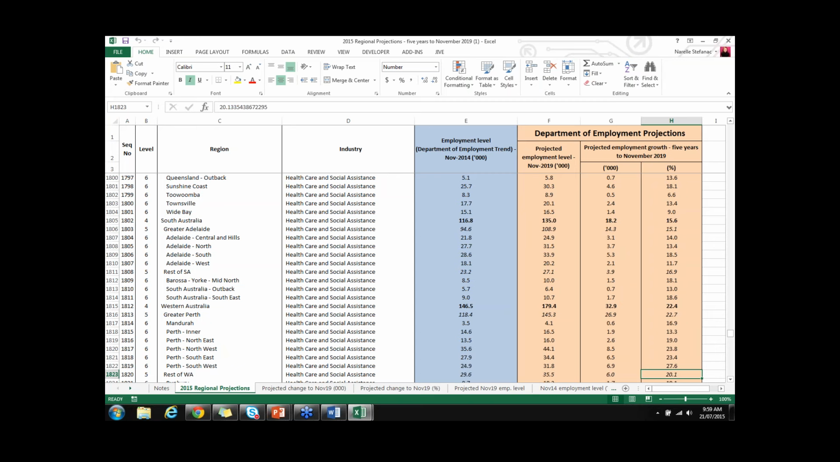Okay, so how does that relate to the national average, which is 10% employment growth forecast? And how does it compare to the state? How does it compare to other industries? So you can start to map out, and that way when you go to speak to hiring managers, you can provide them with that level of information.